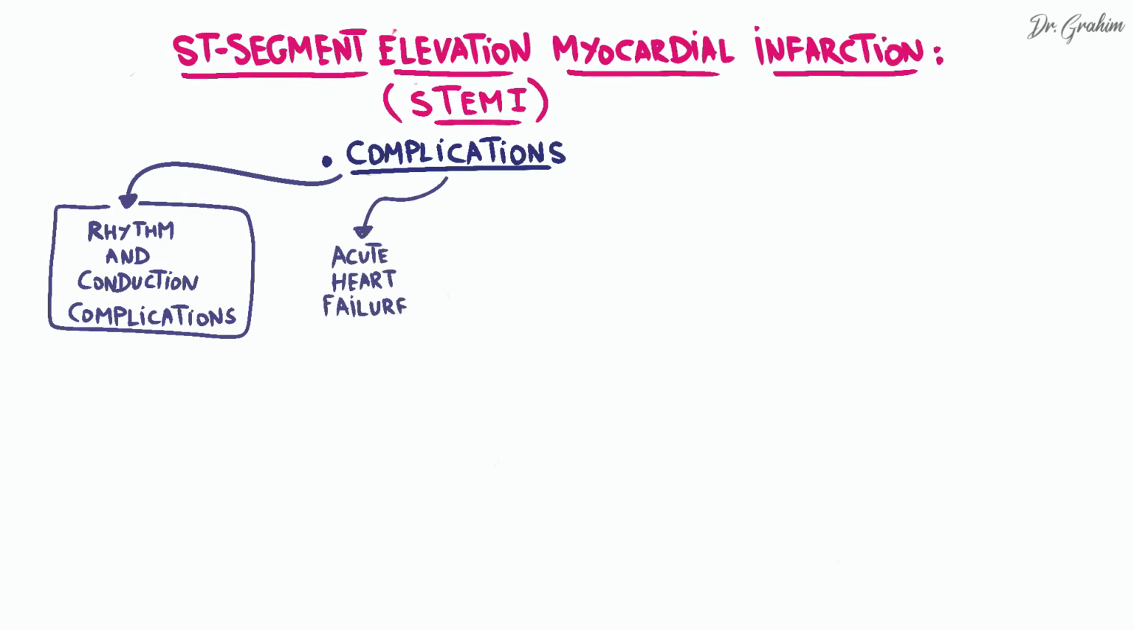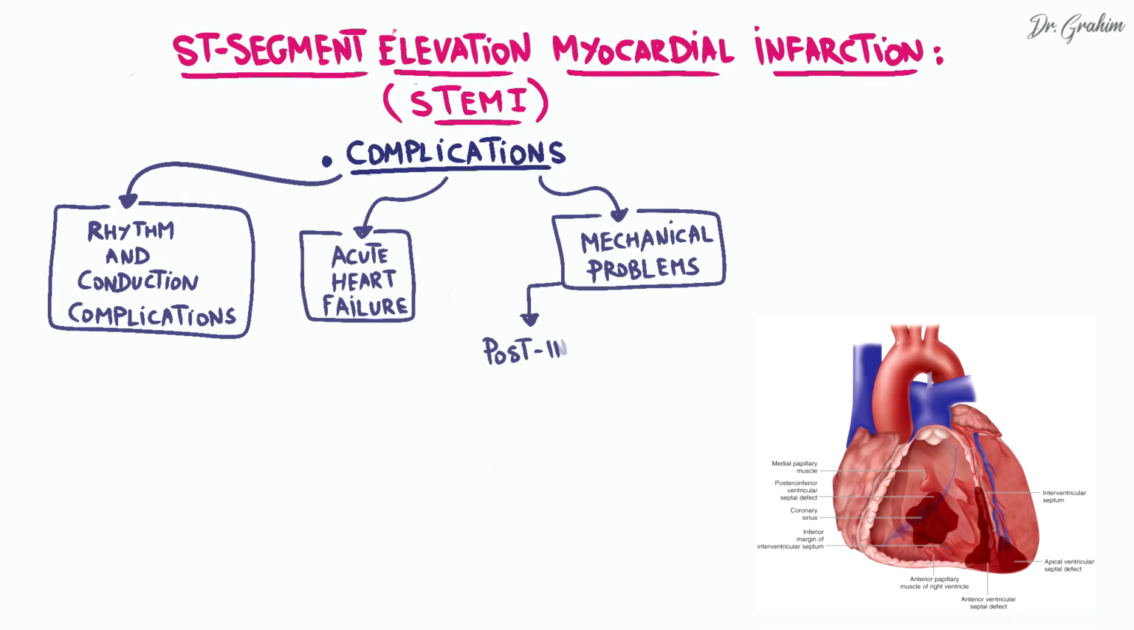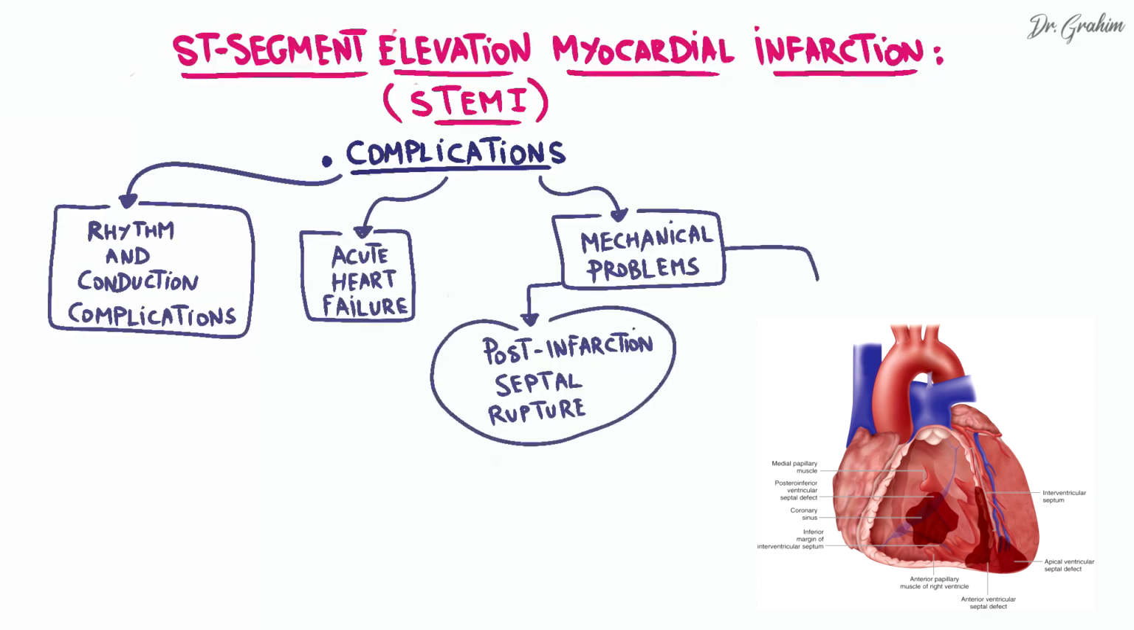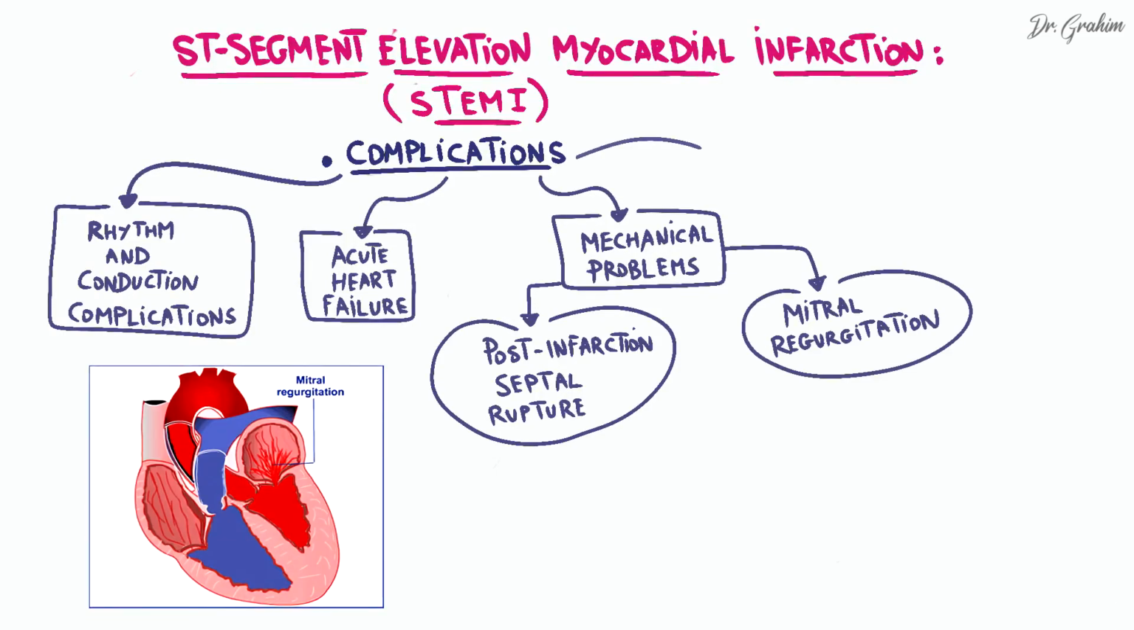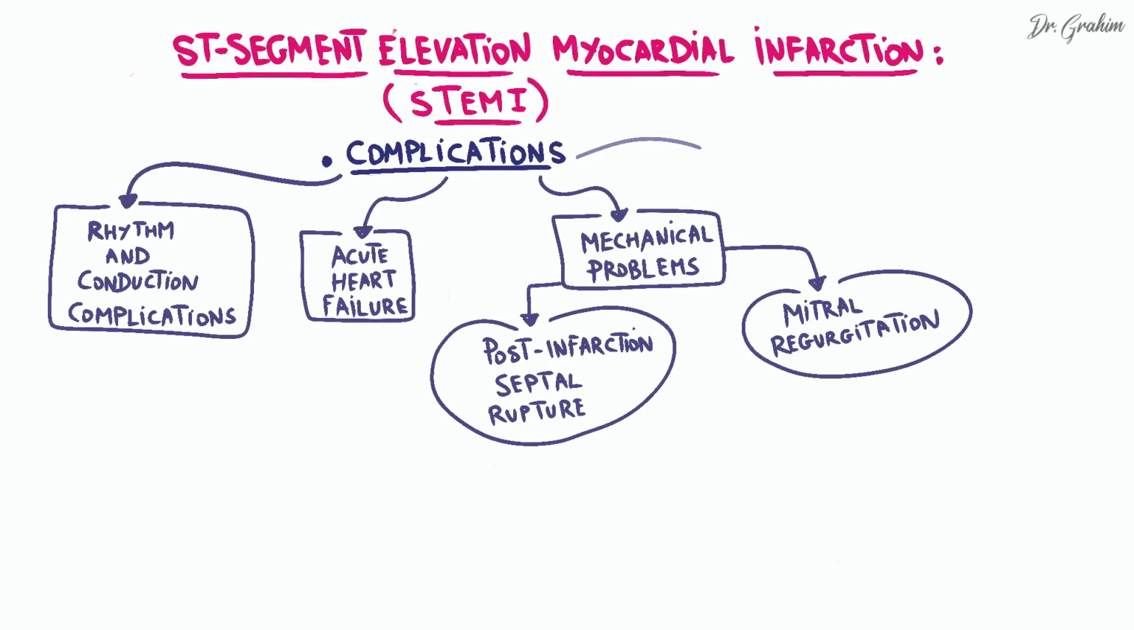acute heart failure, as well as mechanical problems like post-infarction septal rupture, which is a catastrophic event with serious prognostic consequences, and acute mitral regurgitation, where the mitral valve in the heart does not close properly, leading to the backward flow of blood from the left ventricle to the left atrium during systole. Additional complications could be thromboembolic or infectious. We'll talk about each pathology in a separate video.